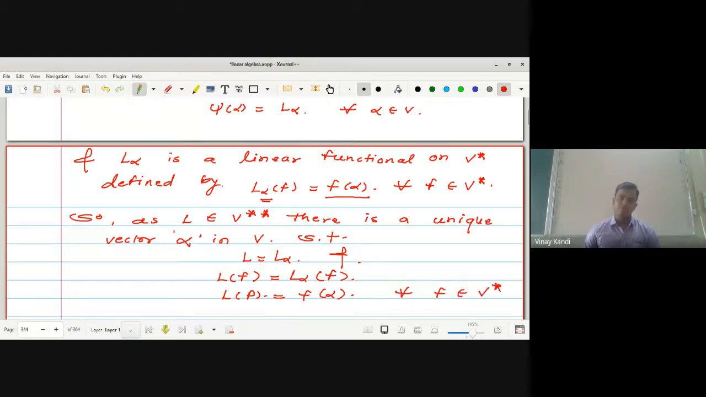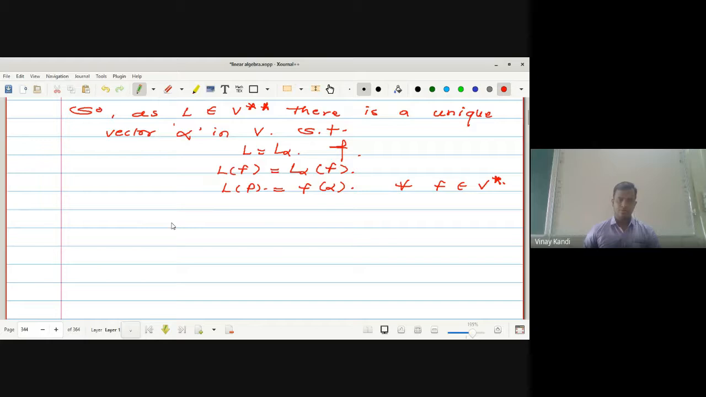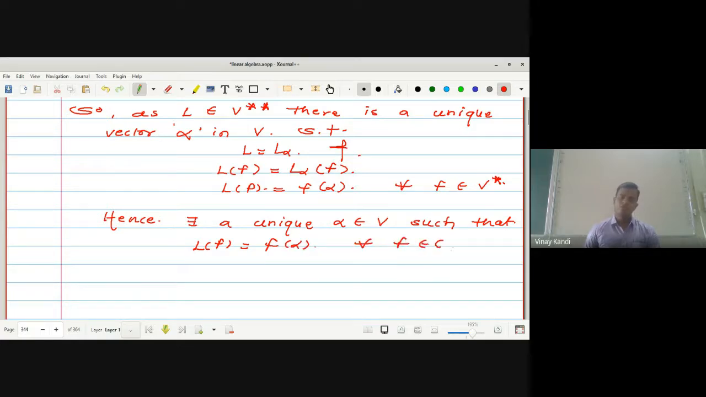Hence there exists a unique alpha belonging to V such that L of small f is equal to f of alpha for all f belonging to V star. Hence the proof.